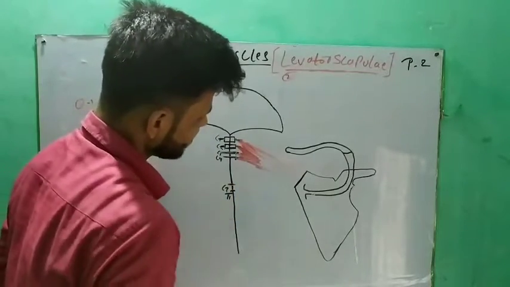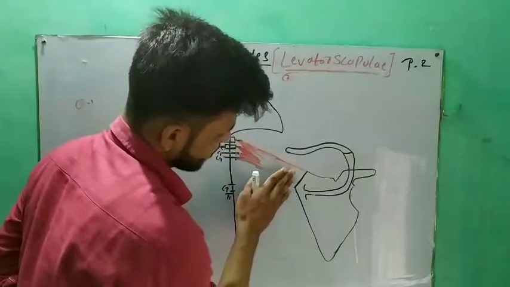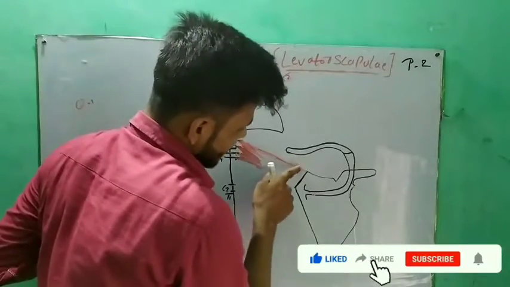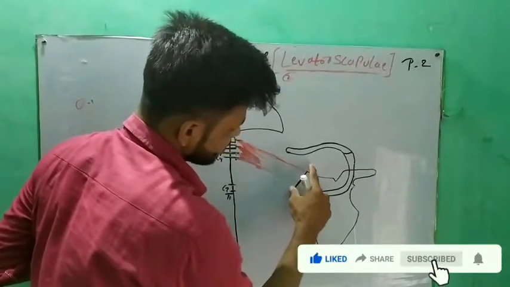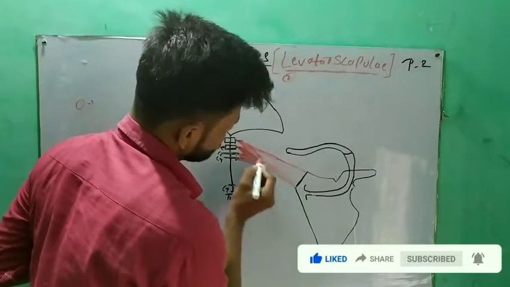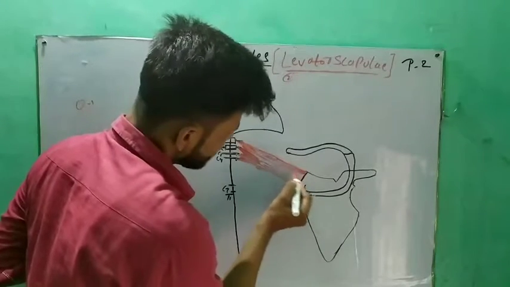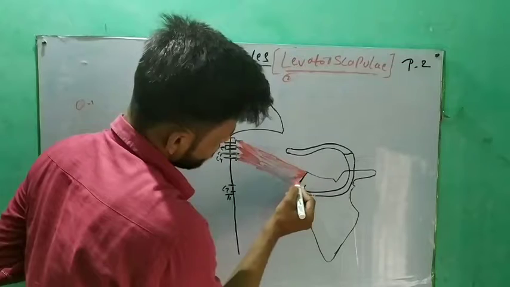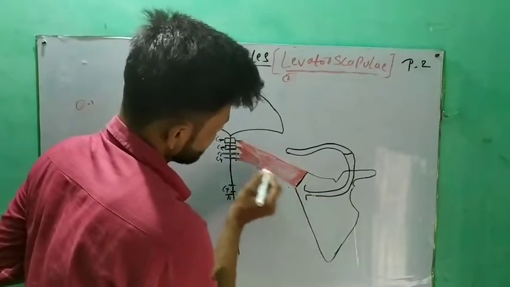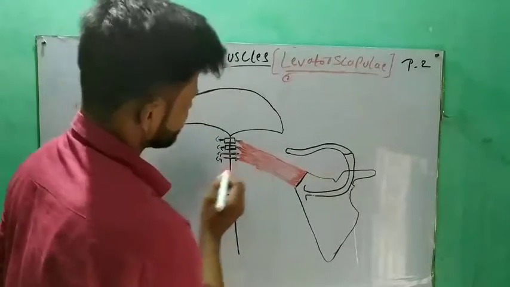Now insertion on the superior angle of the medial border of the scapula. ये scapula का medial border है और ये lateral border है. So medial border में एक angle होता है, this angle is called superior angle. इस angle पे insertion होता है लिवेटर स्कैपुली का. So levator scapulae inserts into the superior angle of the medial border of the scapula. This is the origin and insertion of the levator scapulae muscle.